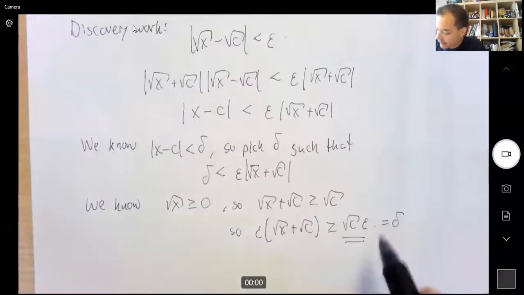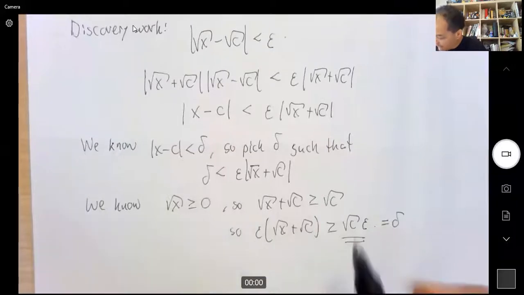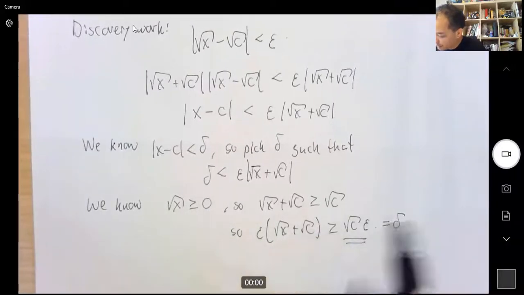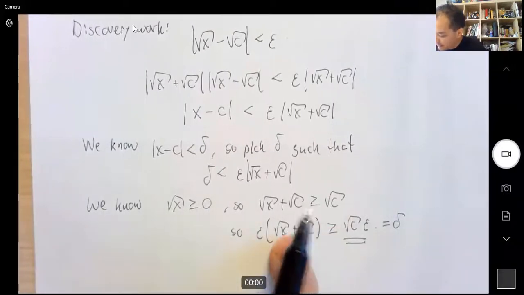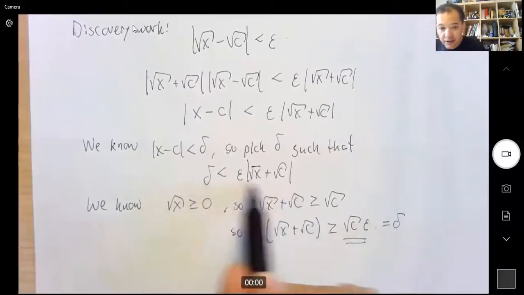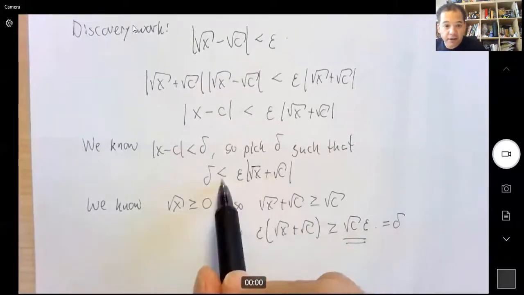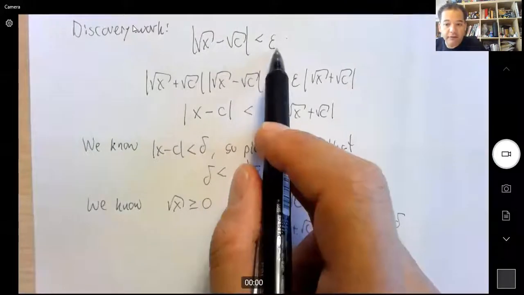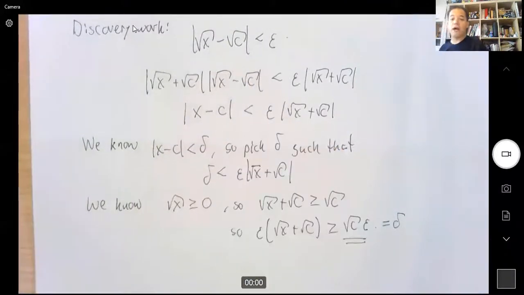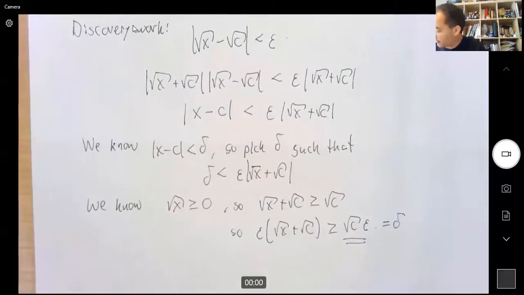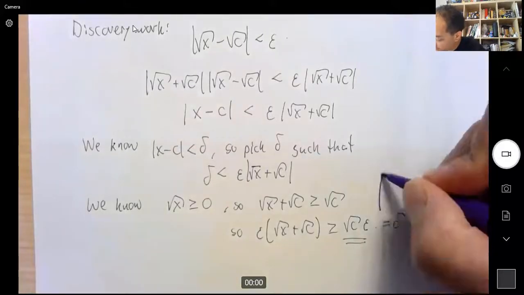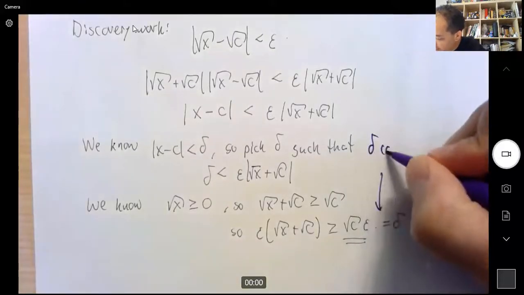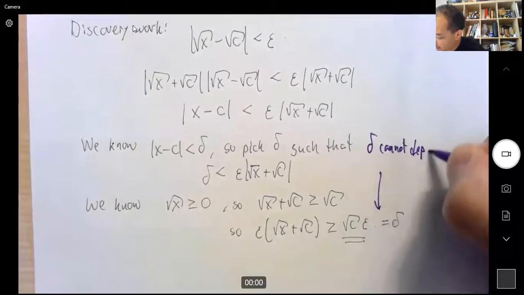If we pick this number as our delta, well, this one is less than that. And then we have this one here. And if we have this one here, then we have this one. And then we have what we want. Is that clear? This is sort of how you can discover what is the delta that you want. And it is important, it cannot depend on epsilon and on x. So delta cannot depend on x.